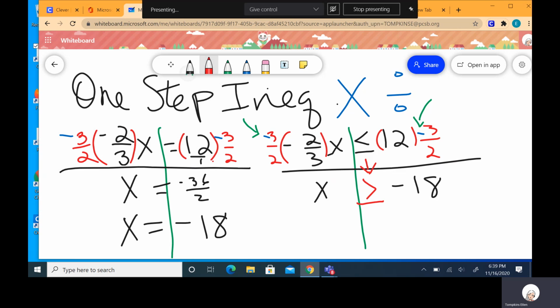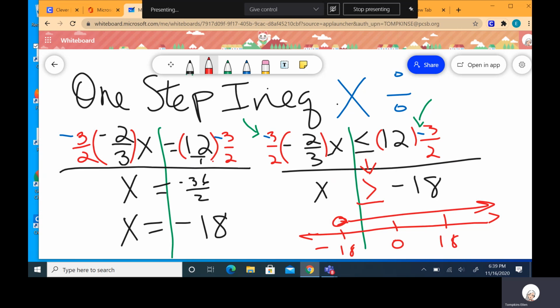So on this number line, it would look like this. 18, -18. X is greater than or equal to -18, so -18 is my dot. It is greater than, colored in, or equal to. Coloring better. There you go.